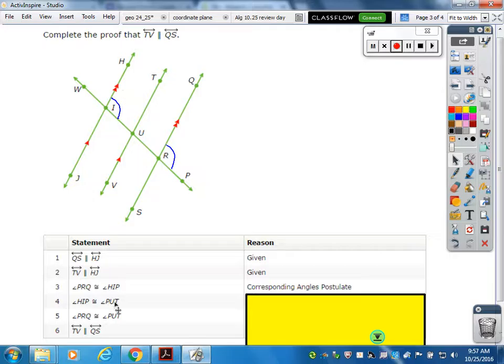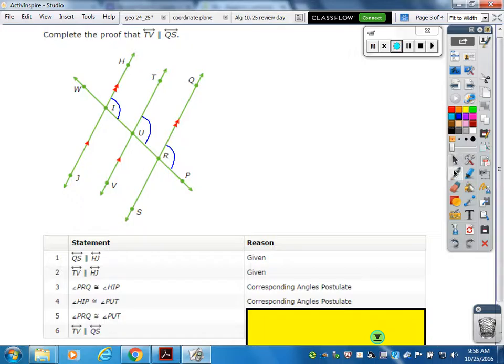Statement 4, angle HIP is congruent with angle PUT. Here's HIP, and then PUT is right here. Well, that's enough to say they're congruent because of those two lines being parallel. And again, those are also corresponding, just corresponding across two different parallel lines. The next statement down says angle PRQ is congruent with angle PUT. So let's find PRQ, it's this one, is congruent with angle PUT.